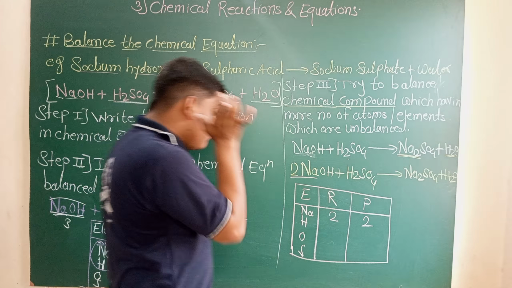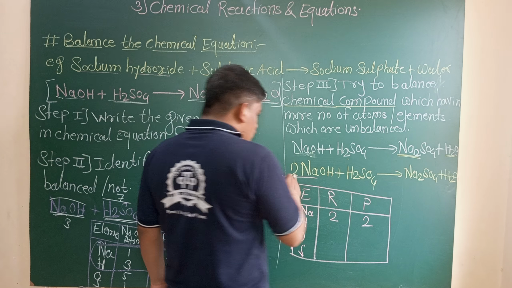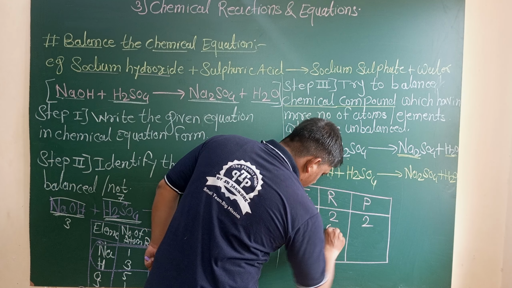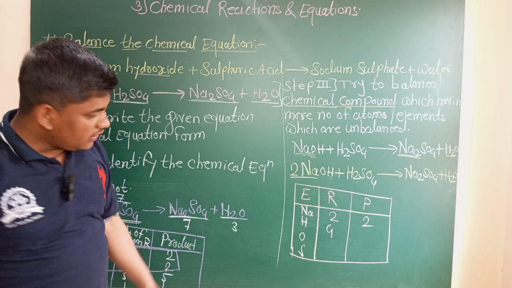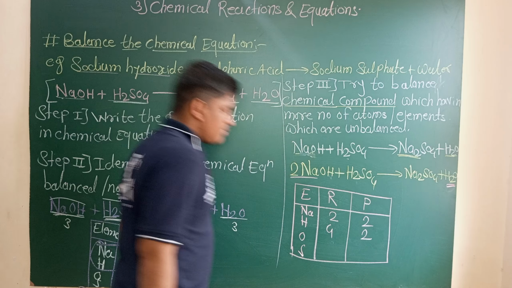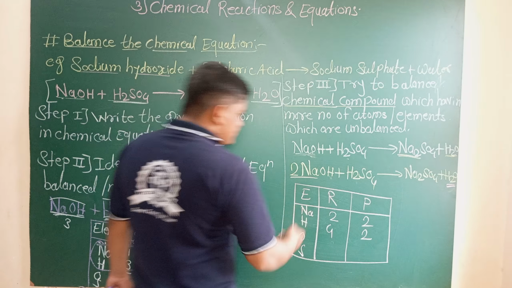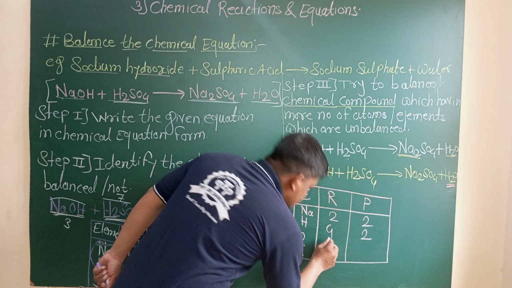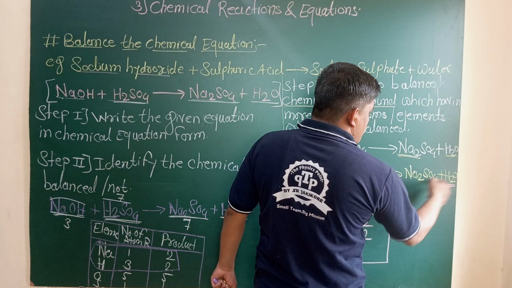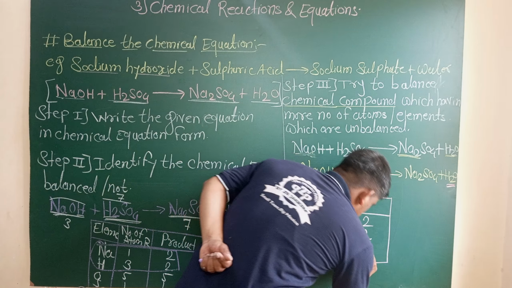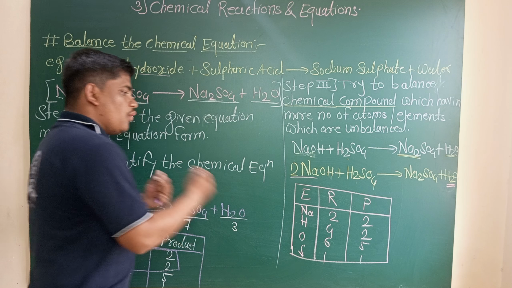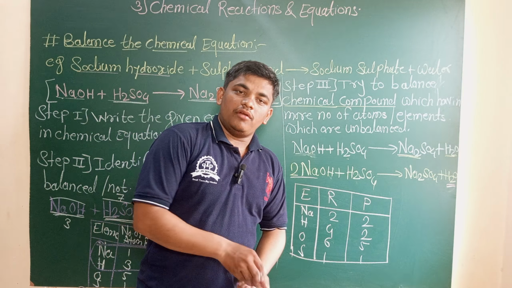Now the second one, how many hydrogen atoms in the reactant? There are 2 into 1, 2 hydrogen, and 2 plus 2 is 4. There are 4 hydrogen in the reactant and only 2 hydrogen in the product. Then the third one, oxygen, 2 plus 4, there are 6 oxygen in the reactant and only 5 oxygen in the product. Then sulfur is the same. Sulfur doesn't change in the reactant and product. One sulfur in the reactant and one sulfur in the product.